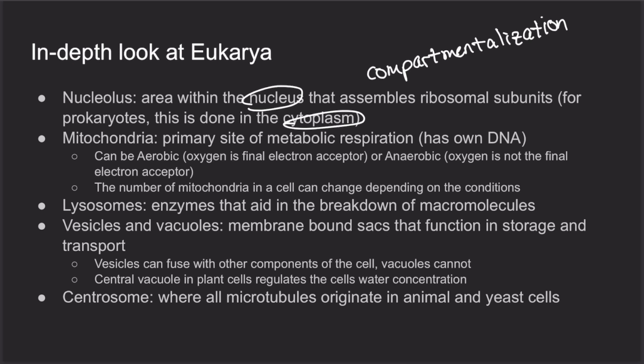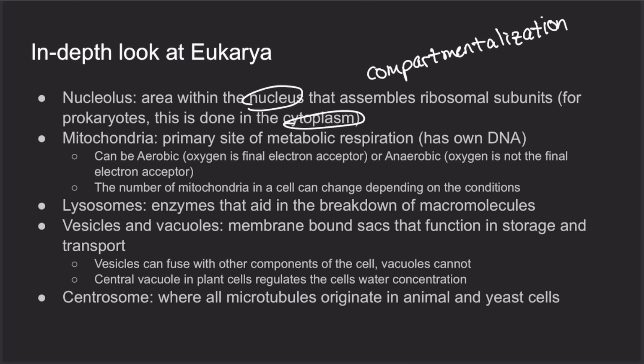Okay, next we have the mitochondria. This is only there in eukaryotes because of how the mitochondria came about. This is the primary site of metabolic respiration, and note that it actually has its own DNA. So not all eukaryotic DNA is in the nucleus. Some of the eukaryotic DNA is outside of the nucleus in the mitochondria.